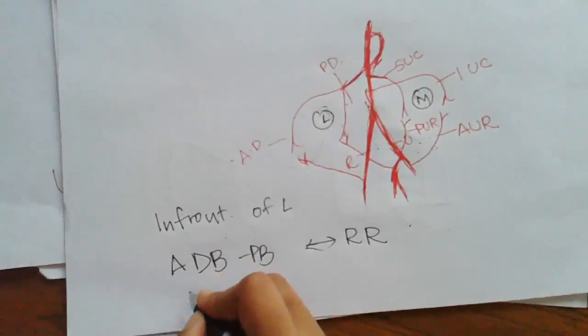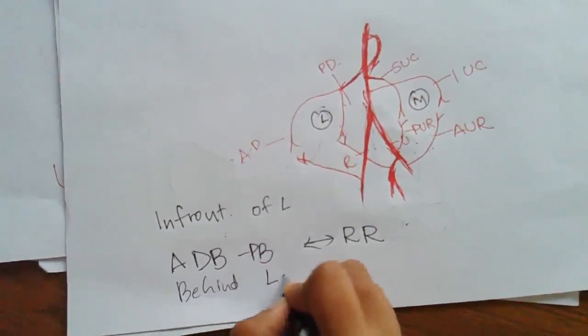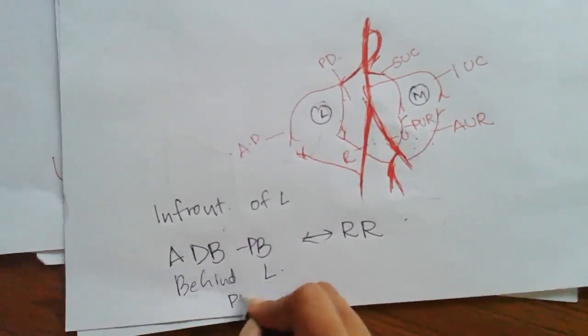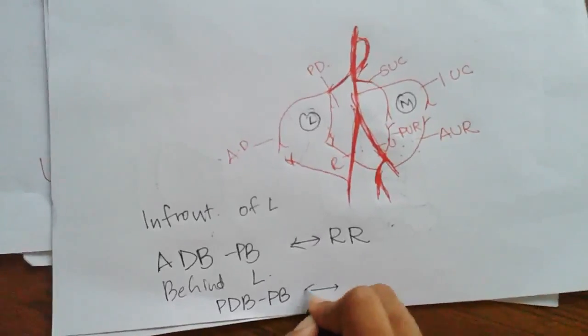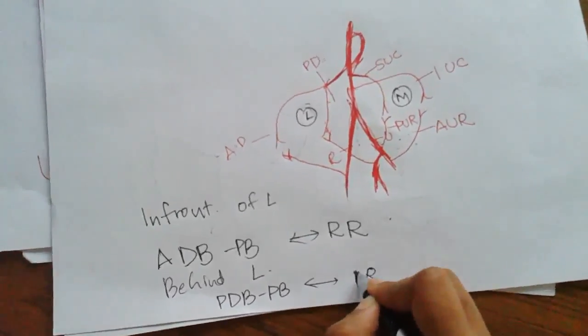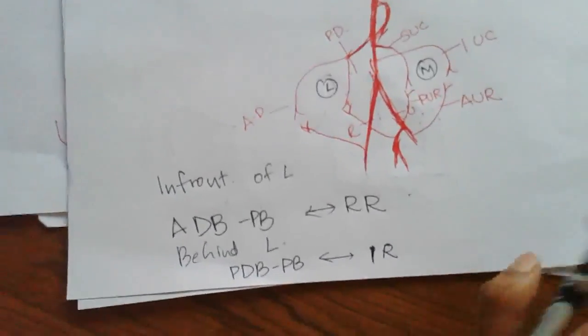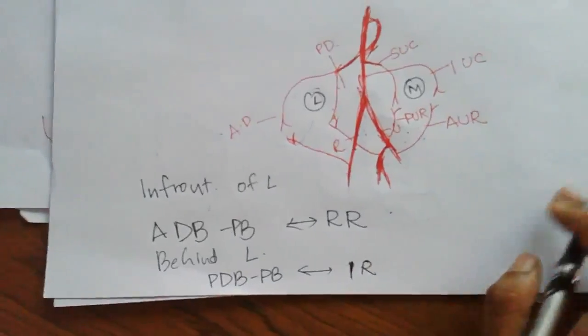Okay, next, behind the lateral epicondyle, the posterior descending branch of profunda brachii anastomoses with the interosseous recurrent. Okay, interosseous recurrent, which is a branch of the common interosseous artery.